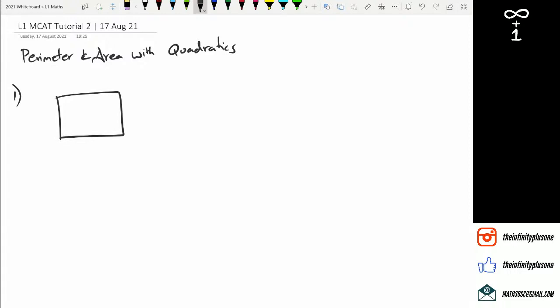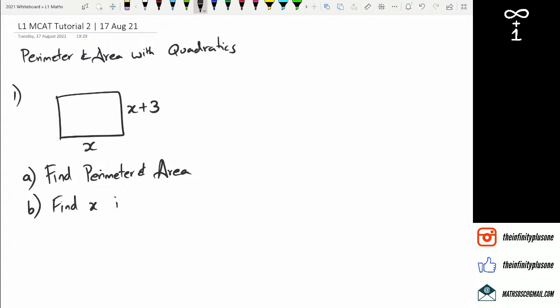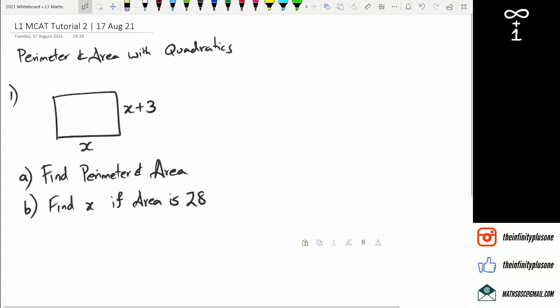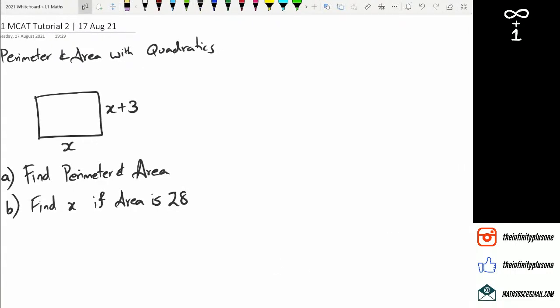So what have we got? We've got x, and we've got x plus 3. The first question I'm going to ask you guys is to find the perimeter and area for this shape. And the second question is to find x if the area is, let's do 28. 28, yeah, let's leave it at that.